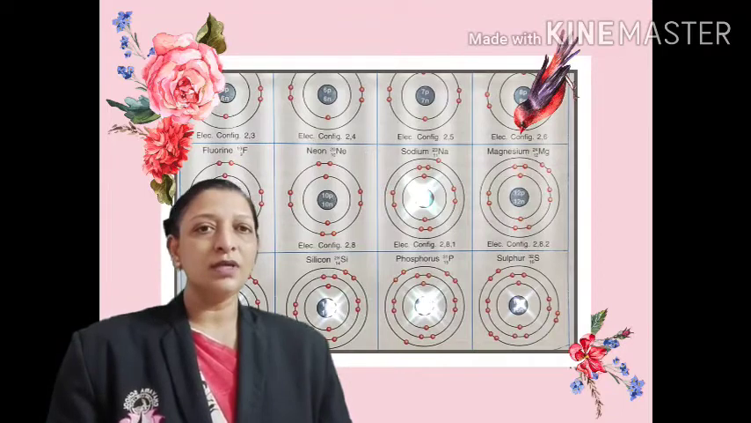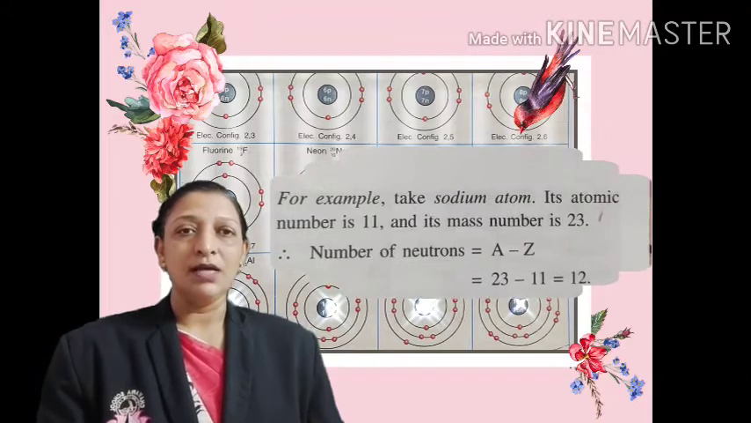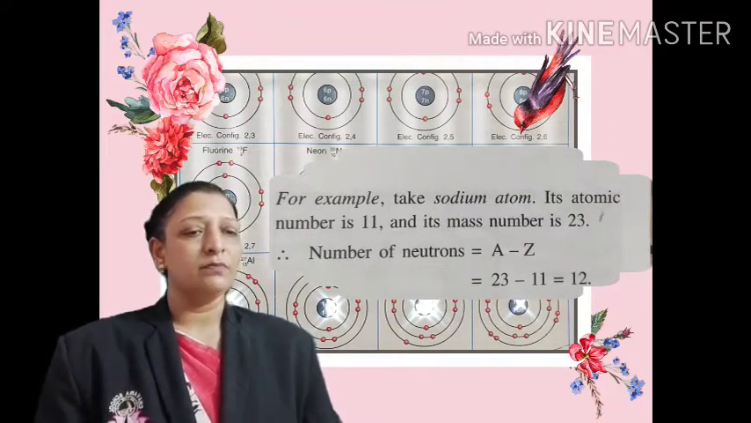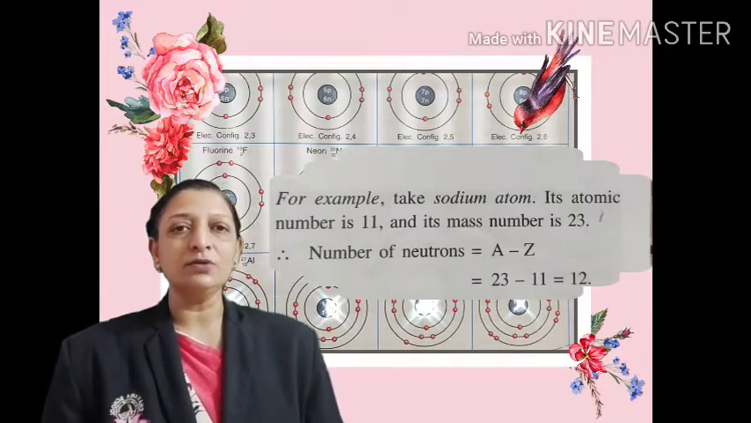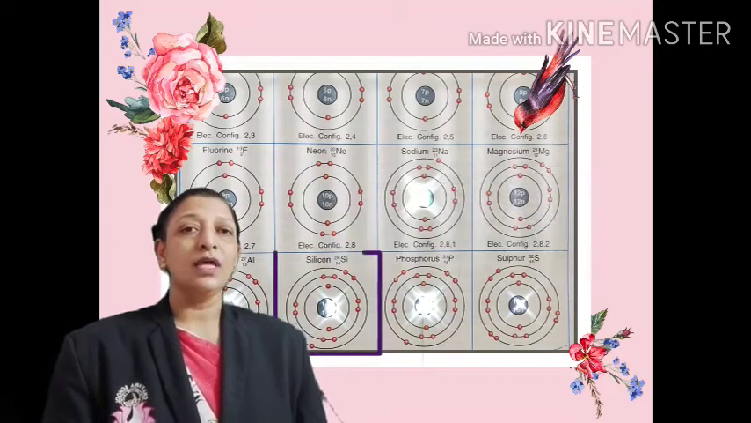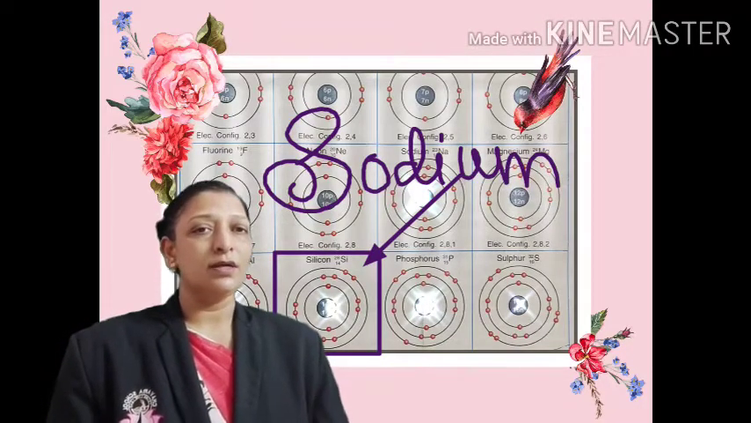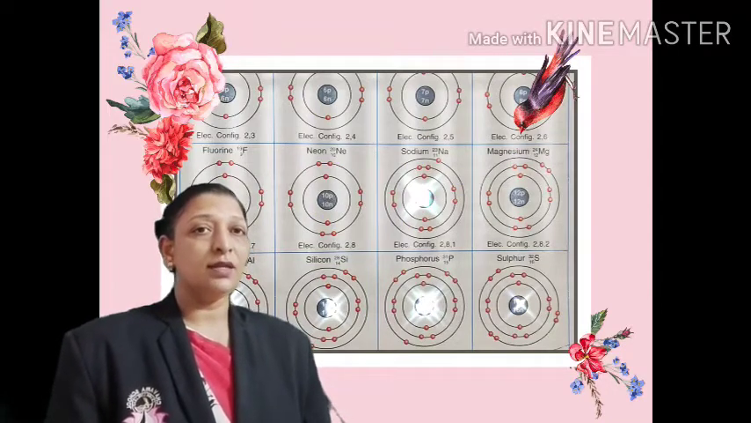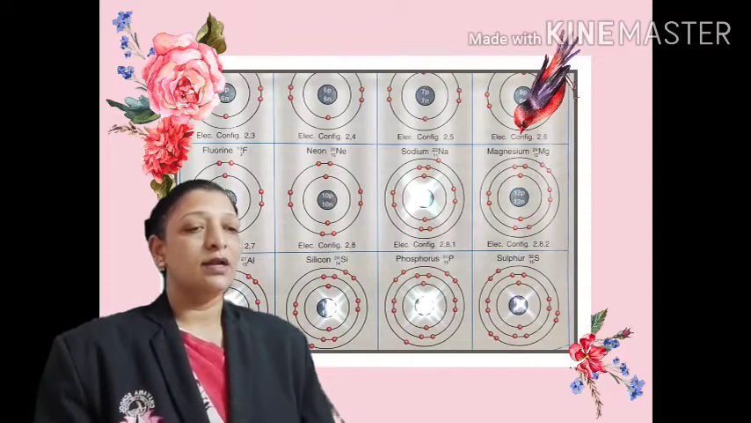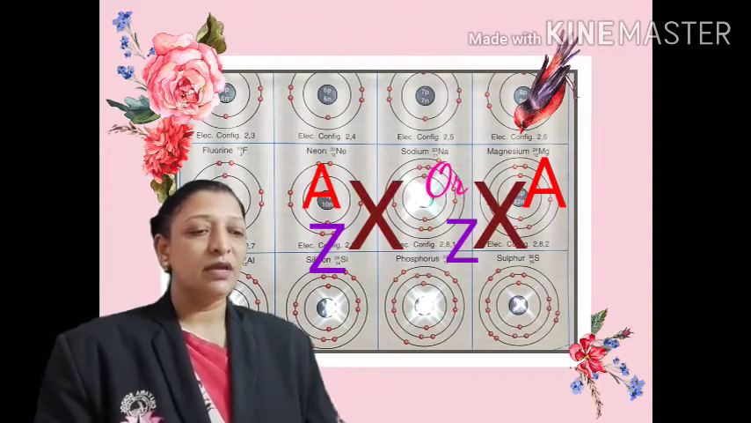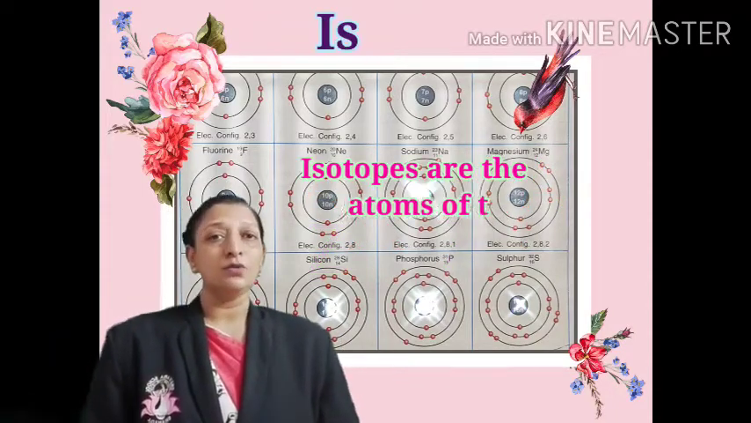Let us take a few examples. The number of neutrons present in a sodium atom is equal to its mass number minus atomic number. That is 23 minus 11 equal to 12. So there are 12 neutrons present in the nucleus of a sodium atom. Suppose X is an element, then its mass number capital A and atomic number capital Z we can write in symbolized form.